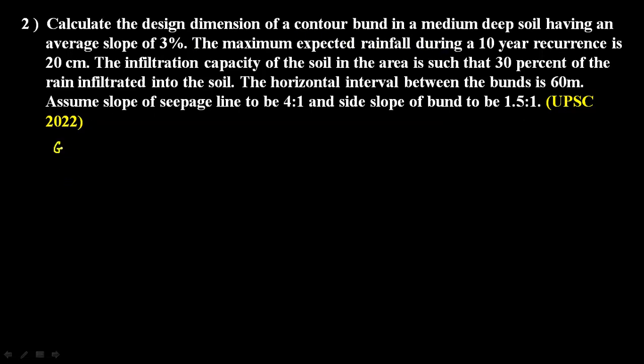First write down the given data so that the problem becomes easier. The average slope they have given is S equal to 3%. The maximum expected rainfall, the 10-year rainfall, they have given us as 20 centimeter. The infiltration capacity of the soil is 30% of the rain infiltrated into the soil. Infiltration capacity is 30% of the rainfall potential.